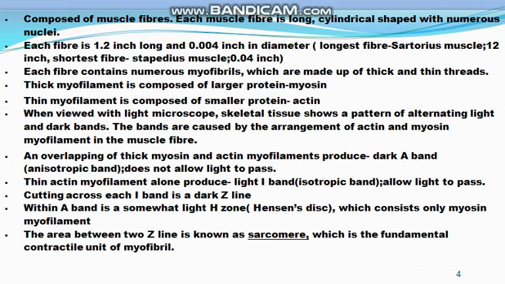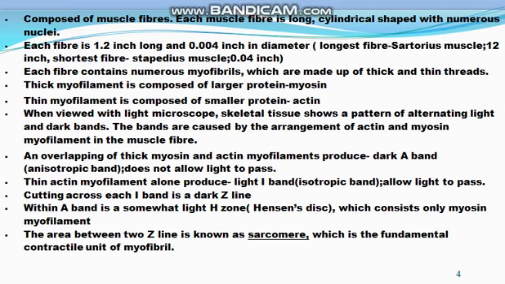So actin and myosin proteins form the myofilaments in the muscle fiber, and their arrangement is alternating: actin filament, myosin filament, actin filament, myosin filament. And this alternating pattern of light and dark bands is because of these two proteins, actin and myosin. Actin protein gives the light appearance and myosin protein gives the dark band appearance.